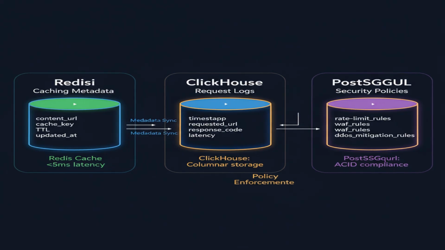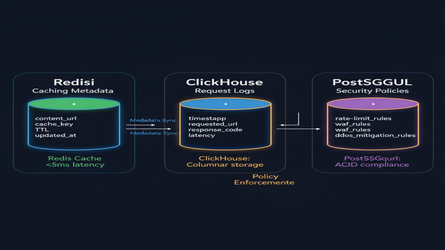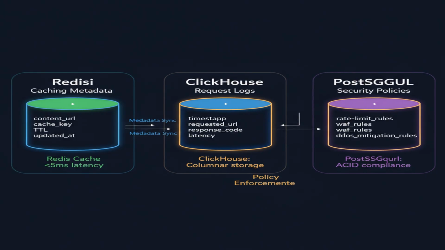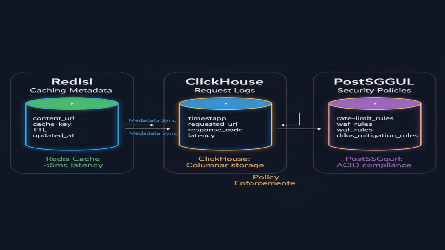Now, let's consider the data model. We need to store caching metadata, request logs, and security policies. For caching metadata, we'll use Redis, an in-memory data store for fast lookups. The schema includes the content URL, cache key, TTL, and last updated timestamp.